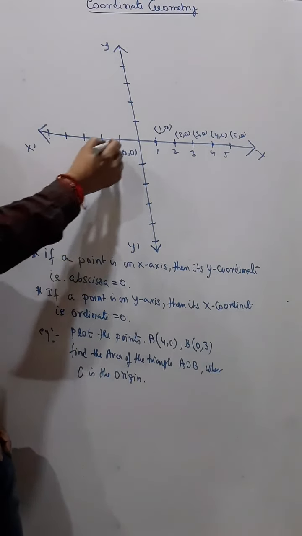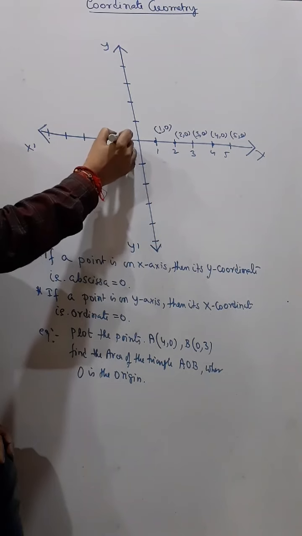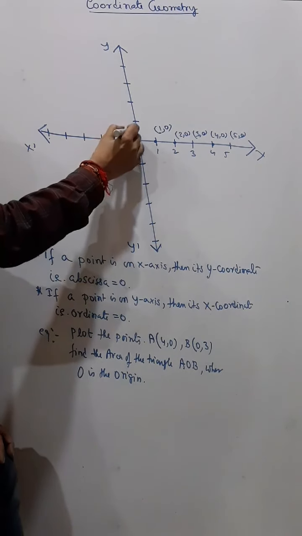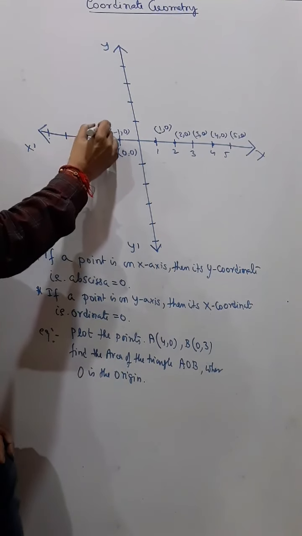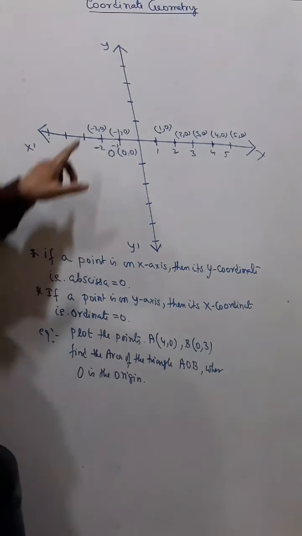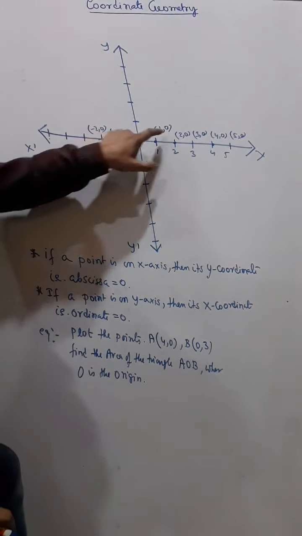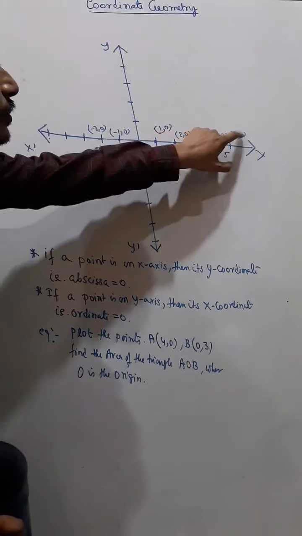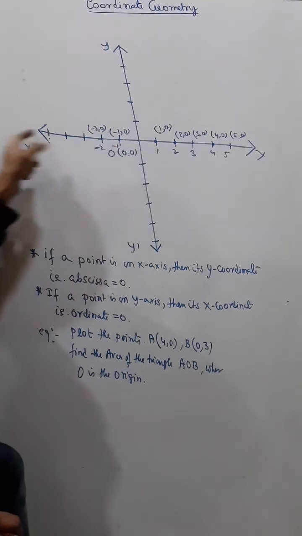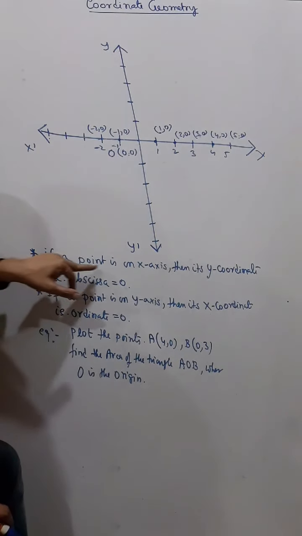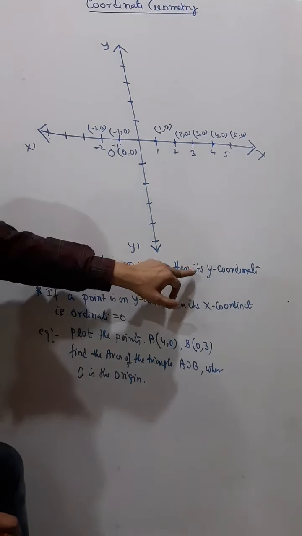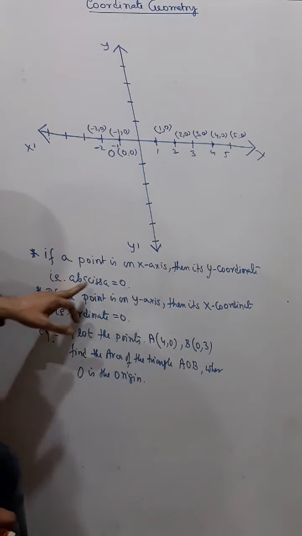Say this point is -1, this will be -1, 0. This will be -2, so this will be -2, 0. So you can understand, whenever you have the value of y as 0, that means that point surely lies on the x-axis. So if a point is on the x-axis, then its y coordinate, that is ordinate, equals 0.